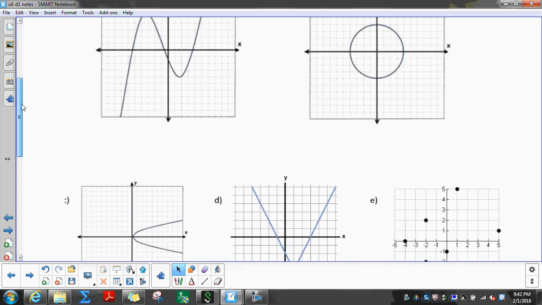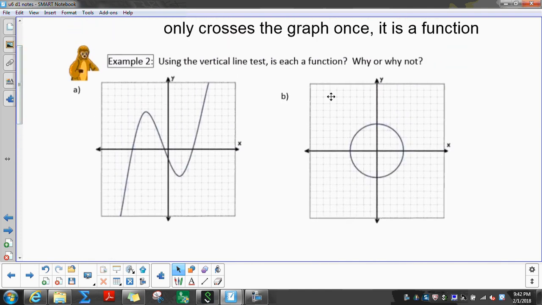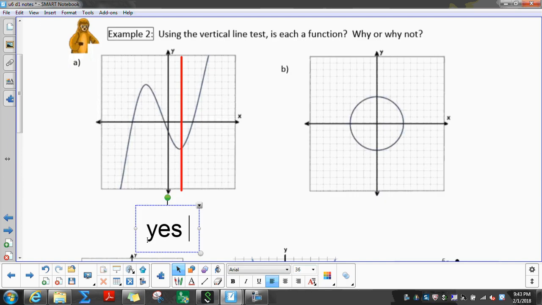So here, we're going to do all of these together, okay? So A, we're going to use the vertical line test to tell if it's a function. Alright, so I drew a vertical line right here. And so this blue curve is only crossing my red line only once. So because it only crosses once, it is a function. So that's an example of a function, because it's only crossing it once.